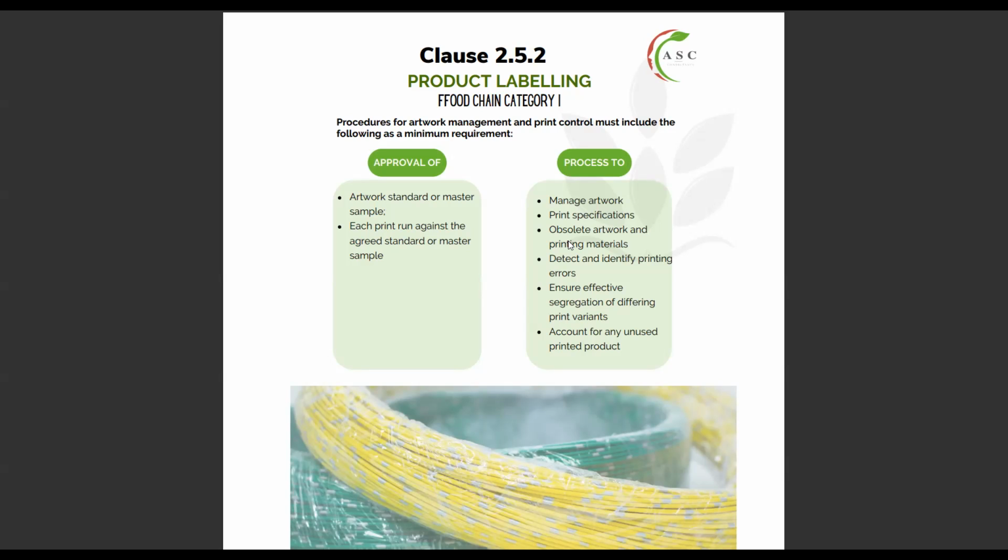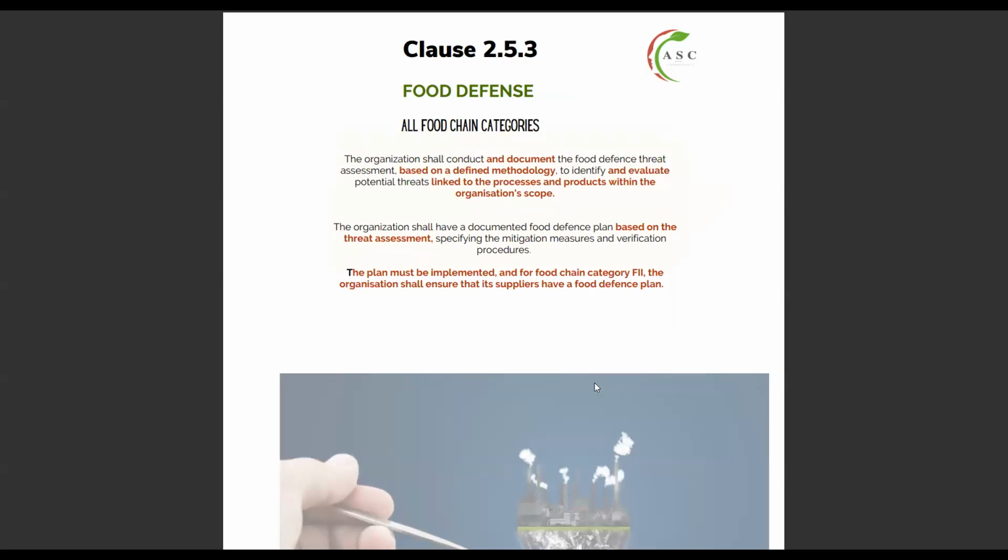And then in terms of the process too, your procedure should also consider the procedures that shall address the minimum of process to detect and identify printing errors during the run, the process to ensure effective segregation of different print variants, and the process to account for any unused printed product, either that you'd use as a rework or whether it's waste. Whatever the case may be, you must have a procedure that explains how you are going to handle that. We were introduced to food defense quite some time back.